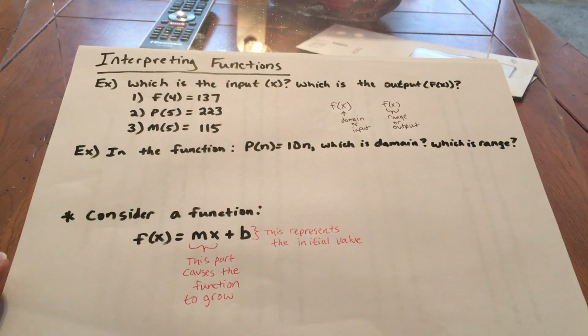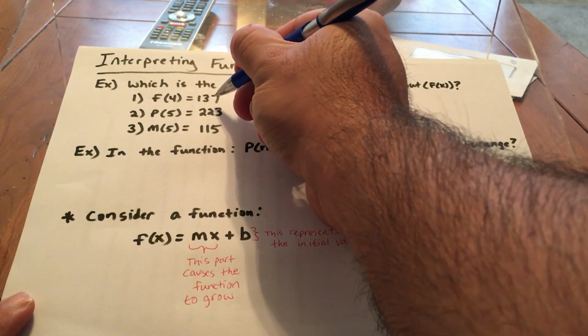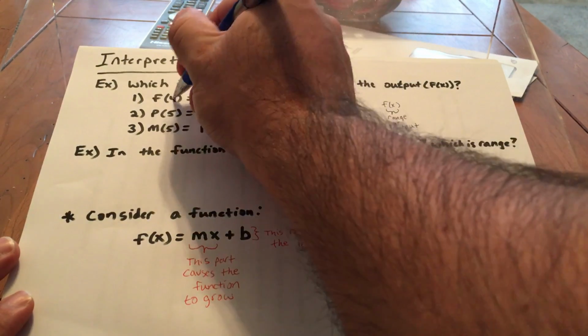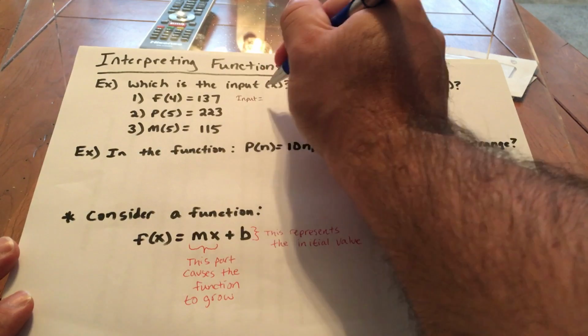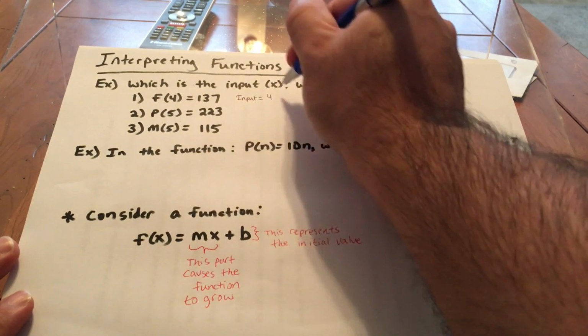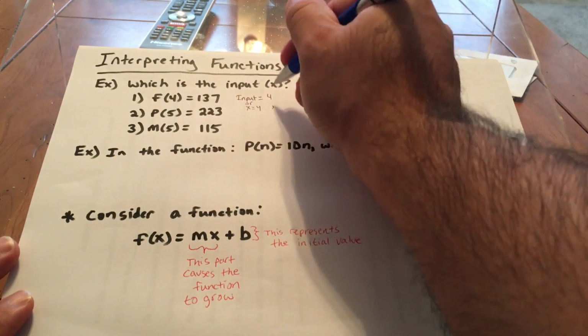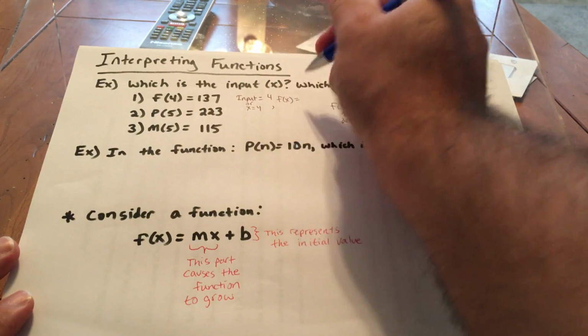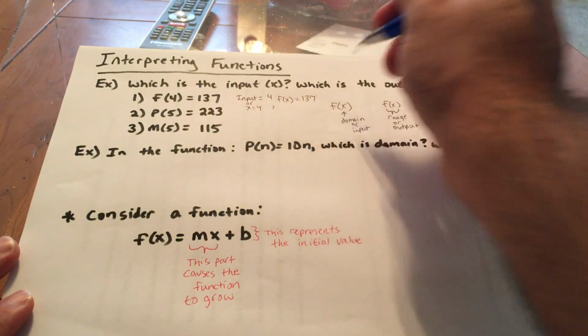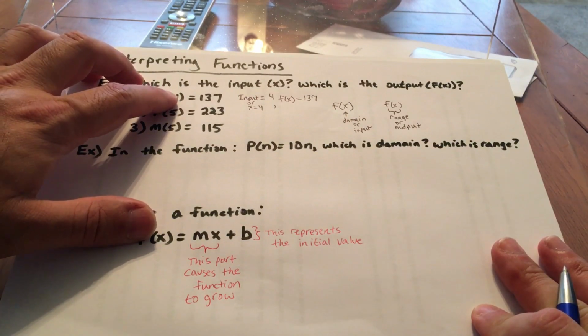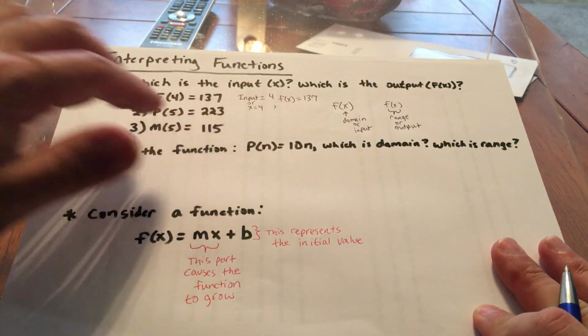All right. So in this case, they're basically asking us which is the input x and which is the output f of x. So in this first one, we got f of 4 is equal to 137. Our input, obviously, is the thing that's inside of these parentheses. So our input is 4, or you can say x equal to 4. Our output, f of x, is equal to 137 in this problem. So output is the f of x, input is the x. Input is the thing inside the parentheses, output is whatever we have over on the equal sign.